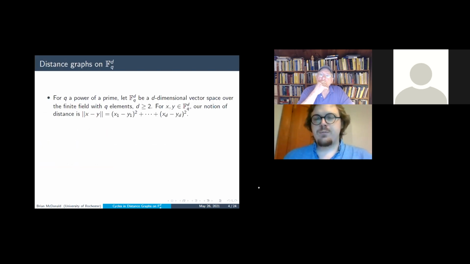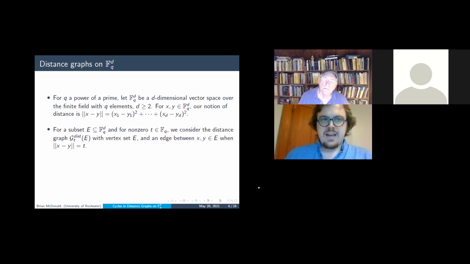So when q is a power of a prime, let F_q be the finite field with q elements, so that F_q^d is the d-dimensional vector space over that field. We're going to be taking the dimension to be at least 2. For 2 points in this space, our notion of distance is going to be algebraically analogous to the Euclidean case, except we're not taking a square root because not everything in the field has a square root.